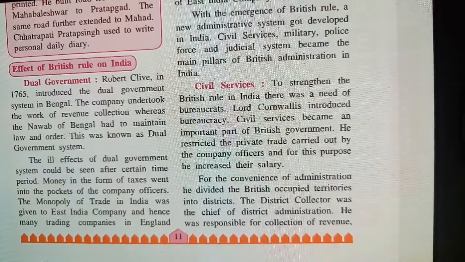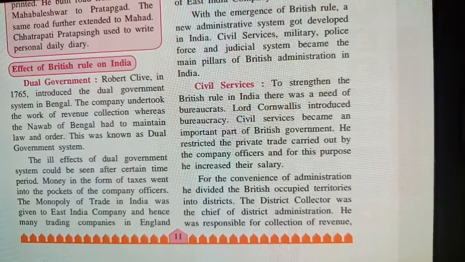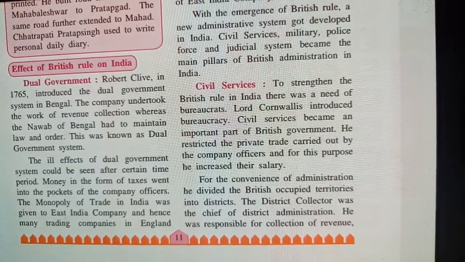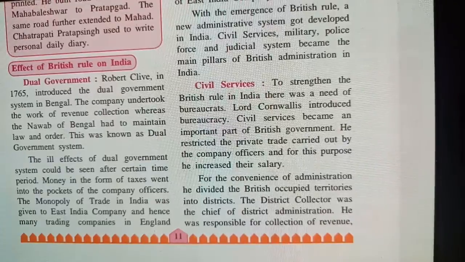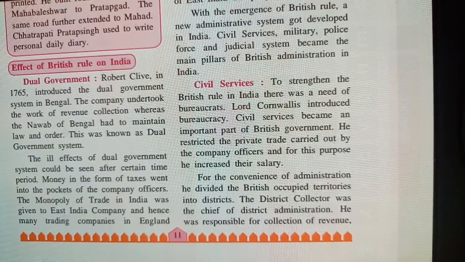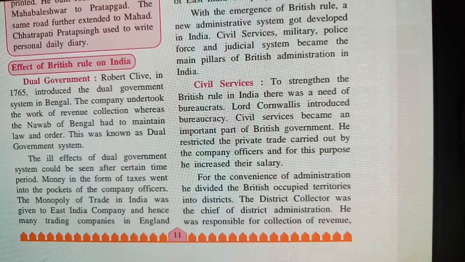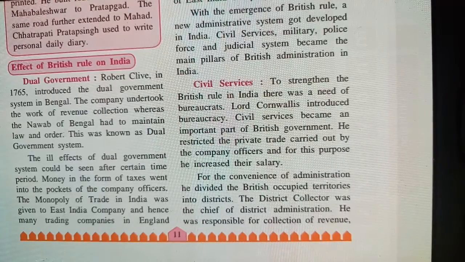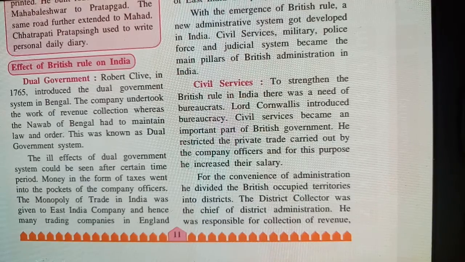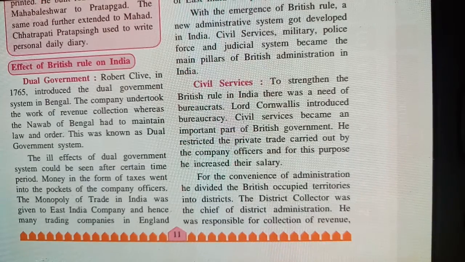So, dual government. Robert Clive in 1765 introduced the dual government system in Bengal. The company undertook the work of revenue collection, whereas the Nawab of Bengal had to maintain law and order. So the Nawab of Bengal had to maintain law and order in Bengal, but he was also looking at the revenue collection, where Robert Clive introduced this form of government. This was known as the dual government system of Bengal.